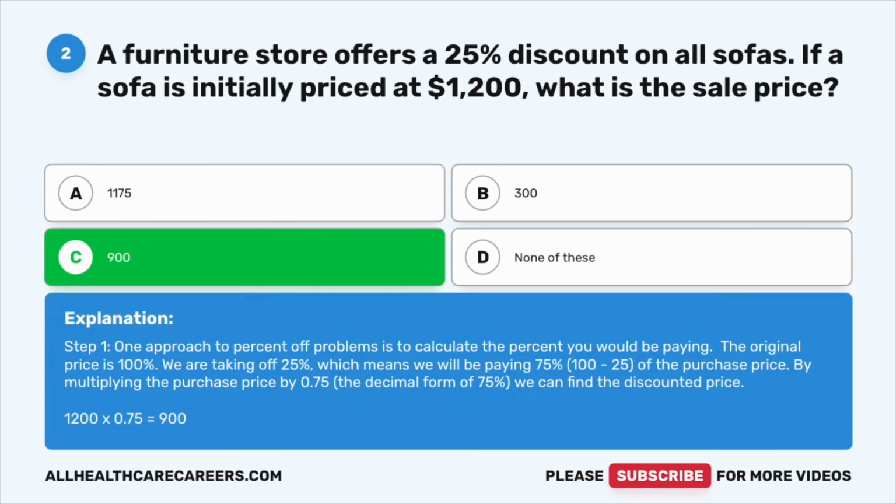Step 1. One approach to percent off problems is to calculate the percent you would be paying. The original price is 100%. We are taking off 25%, which means we will be paying 75%, 100 minus 25, of the purchase price. By multiplying the purchase price by 0.75, the decimal form of 75%, we can find the discounted price. 1,200 times 0.75 equals 900.